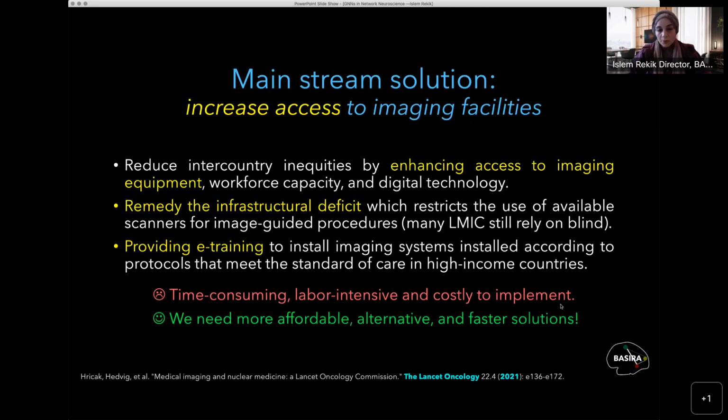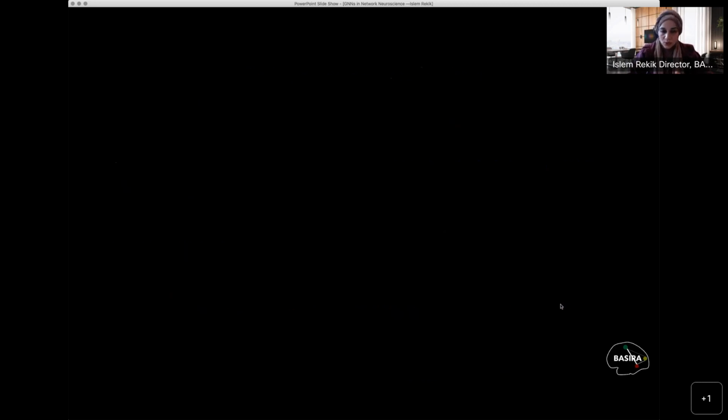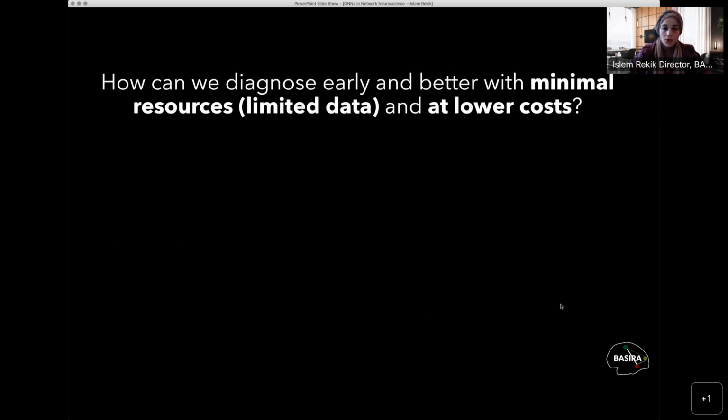So alternatively, we might want to think about how we can design more affordable, alternative, and faster solutions. And this is how AI can come to help. So today I'm raising this question in general about imaging: how can we diagnose early and better with minimal resources or with minimal, limited data and at lower costs? This is the most important question that we'll try to partially answer, but not fully answer. And I'll explain why it's still a new research field, and I do believe there is a whole lot to do within this realm.